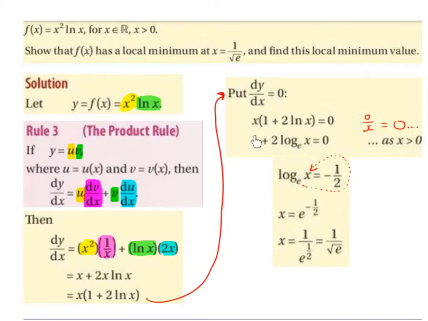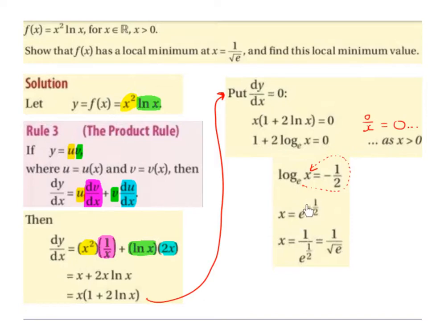So we have 1 plus 2 log base e x equals 0. So we bring the 1 over the equal sign, it becomes minus 1, and then we divide by the 2 to get the log base e x on its own, and we end up with log base e x equals minus a half. Then we use our scorpion tail method, so we say e to the power of minus a half equals x. So x equals e to the power of minus a half.